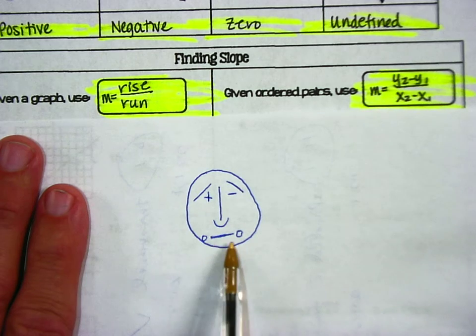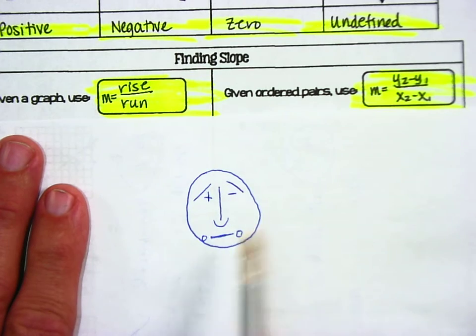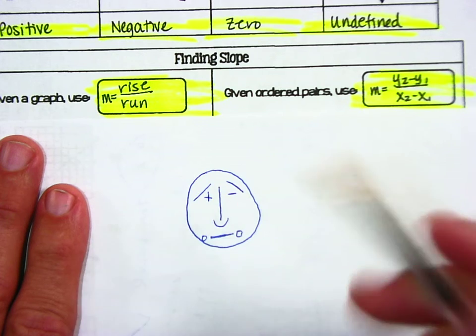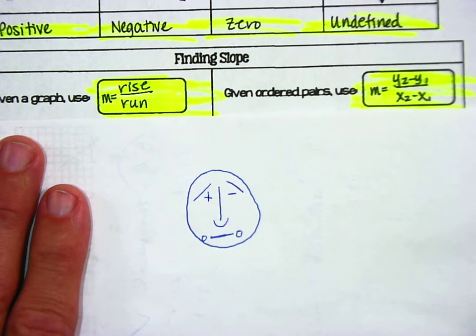So look, horizontal will be 0, vertical will be undefined, rising right will be a positive answer, and falling right will be a negative answer. And that's Slope Man. So have some fun with that. Hopefully that helps you remember.